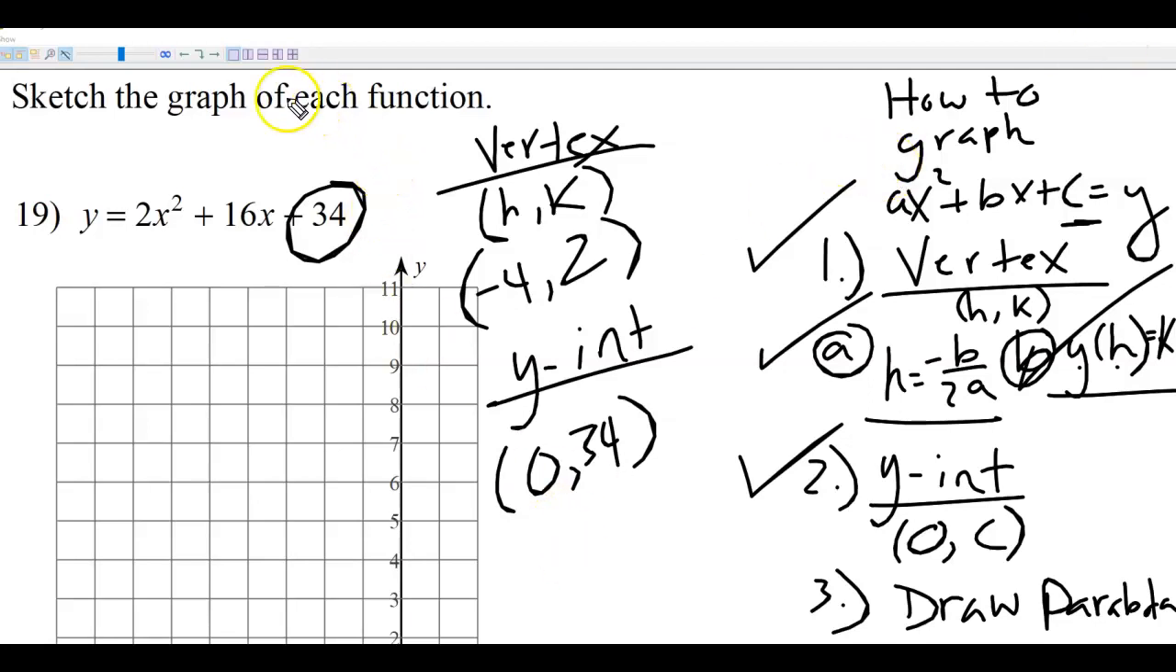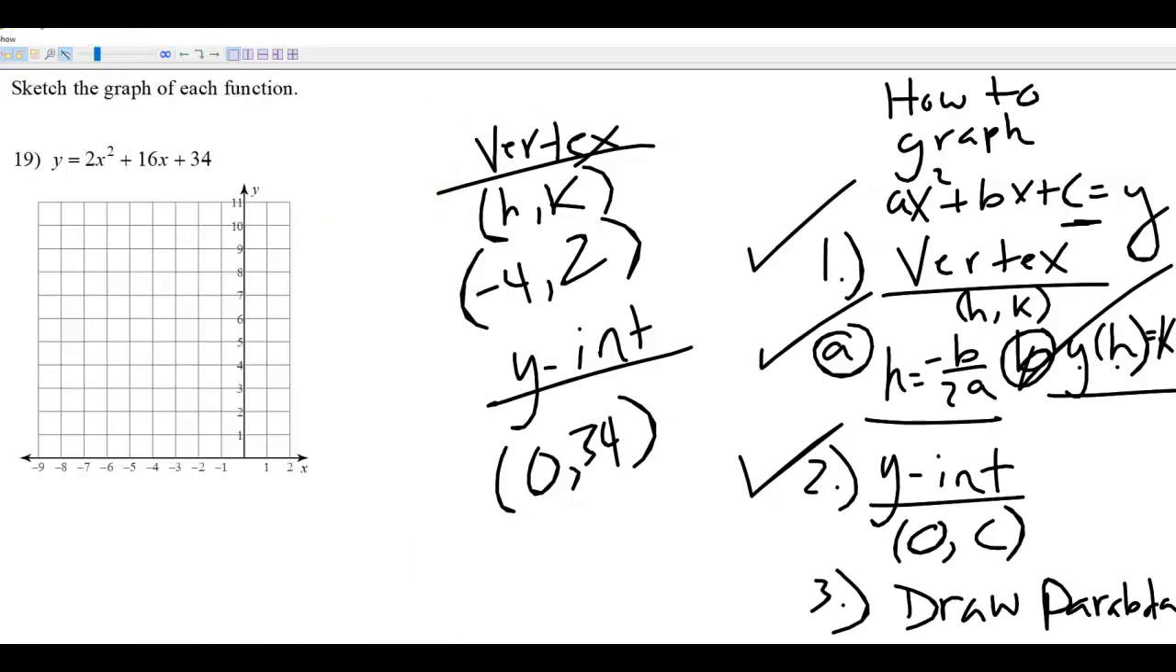So let me bring up my graph here a little bit. I don't like these pre-drawn graphs because then I can't draw it to the size I want, but that's okay. Let's go ahead and put our vertex on there first. So (-4, 2), that's right about here. And then (0, 34), well, we can't even see that. So it's going to go way up here off the charts. 34 is way up here somewhere. So I'm just going to fudge it and say, okay, well, there's 34. So there's that.